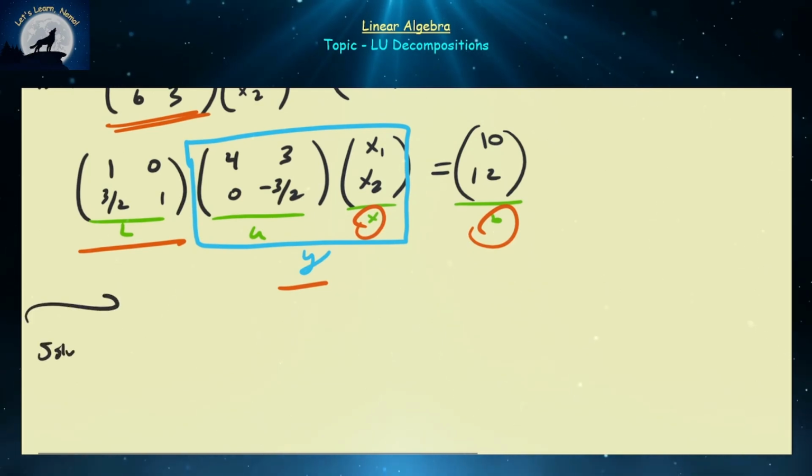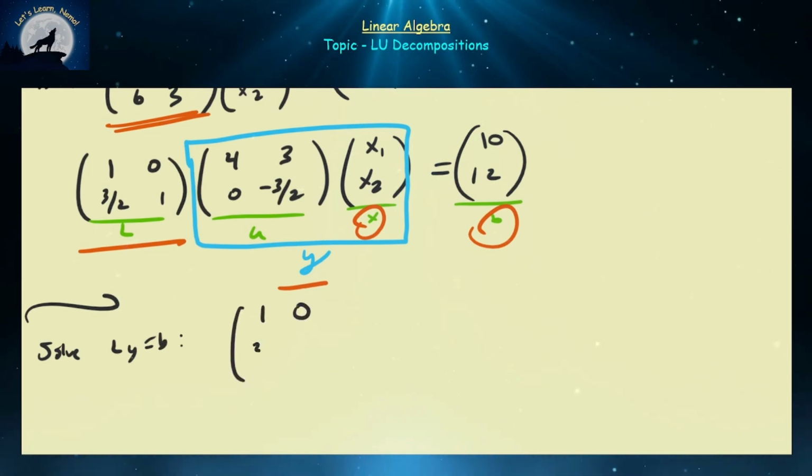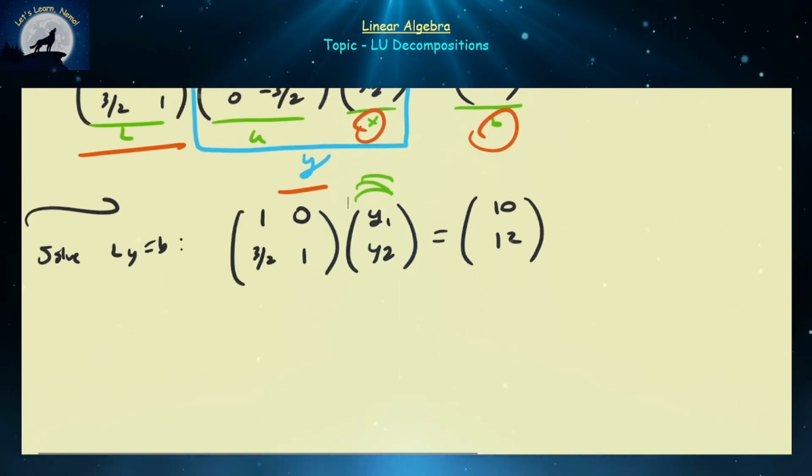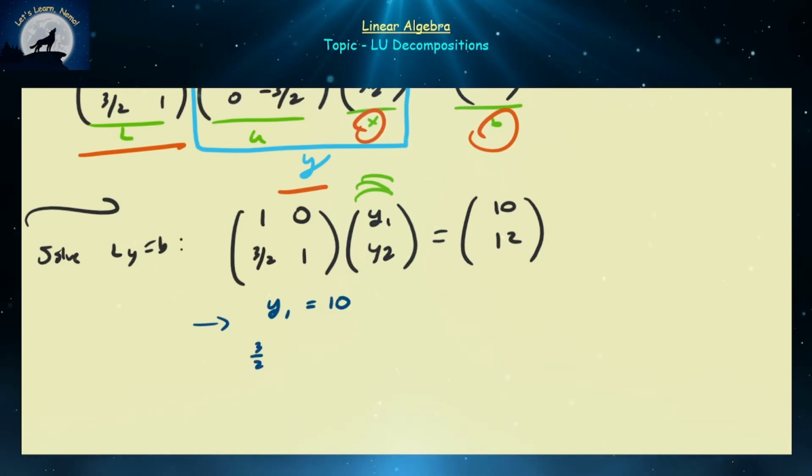So let us solve the first equation. We're going to solve Ly equals b, and that's going to be [1, 0; 3/2, 1] times [y1, y2] equals [10, 12], right? So this is L times y equals b. So our U times X is hanging out underneath this y1, y2. So how are we going to solve this? Back substitution should be our best friend. So if we multiply this out, or write this in expanded form, we're going to have y1 equal to 10, and 3/2 y1 plus y2 equal to 12.